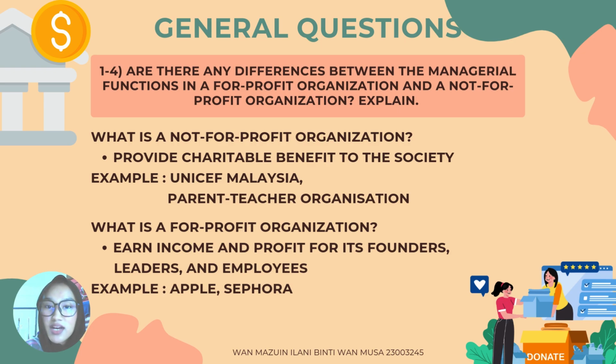It is basically an organization that provides charitable benefit to society, and they are always looking for problems that they can help solve in society. For example, UNICEF Malaysia and parent-teacher organizations. And also, what is a for-profit organization? For-profit organizations basically earn income and profit for their founders, leaders, and employees. This is by providing a service or selling a product. For example, Apple and Sephora.